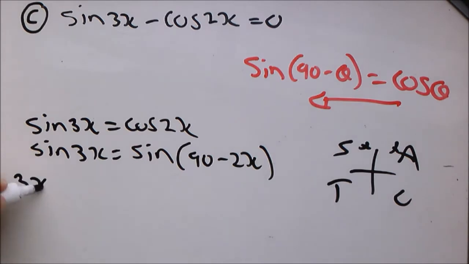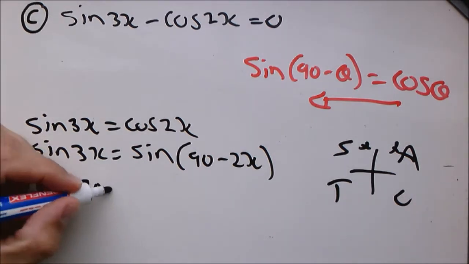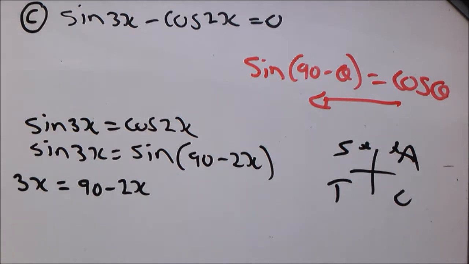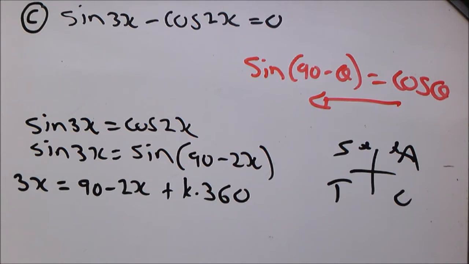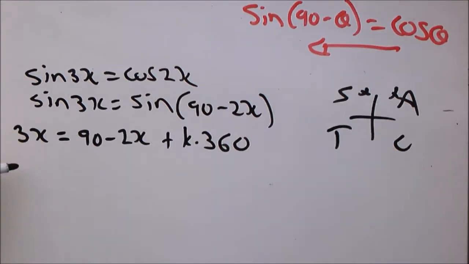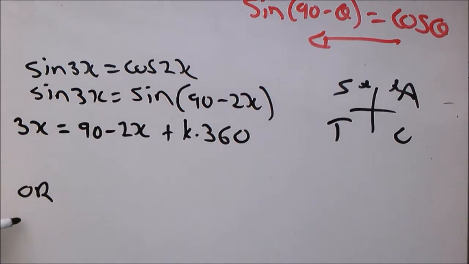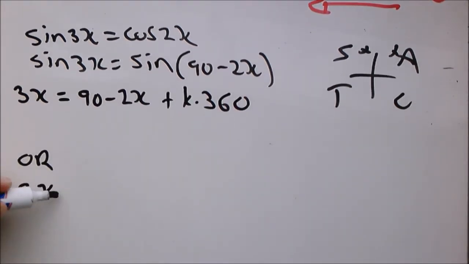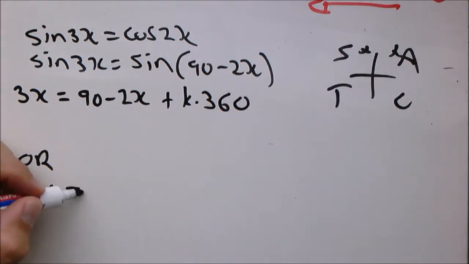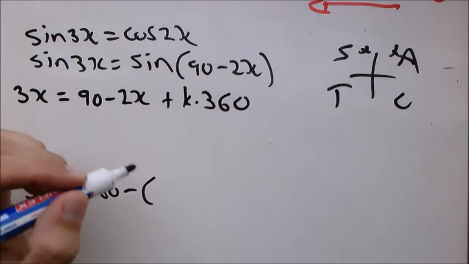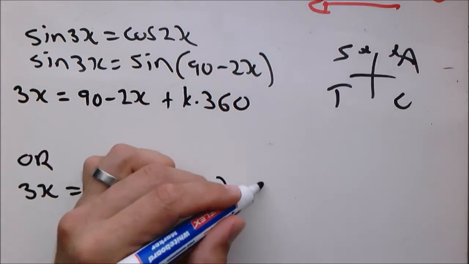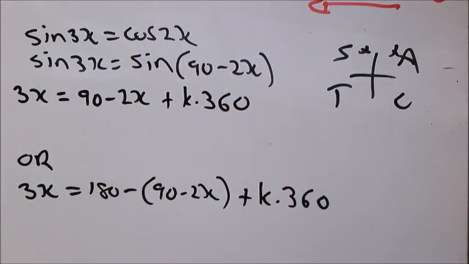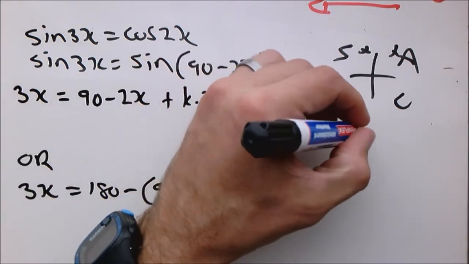3x equals 90 minus 2x plus k 360. Okay, so we leave our spaces open, and then you write down our second solution, and this would be in the second quadrant. So it will be 180 minus bracket, remember your bracket please, 90 minus 2x plus k 360. Please remember to define your k value.